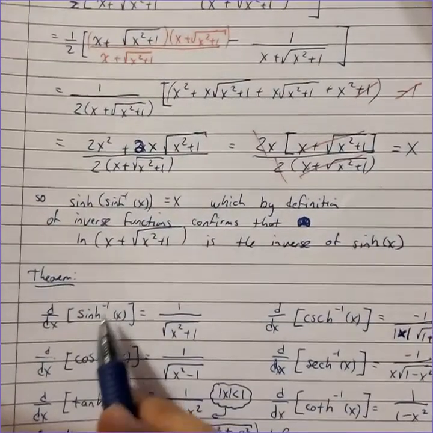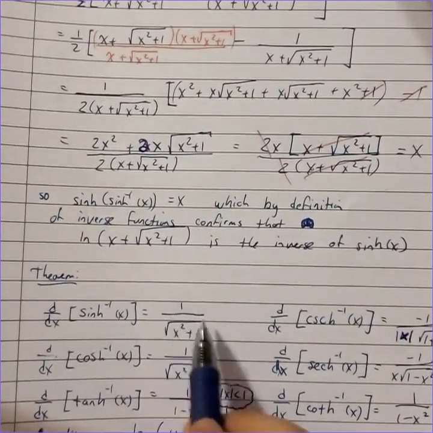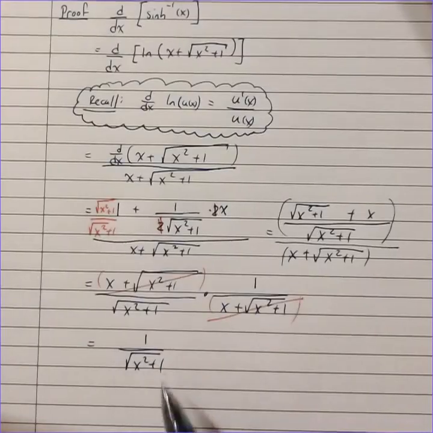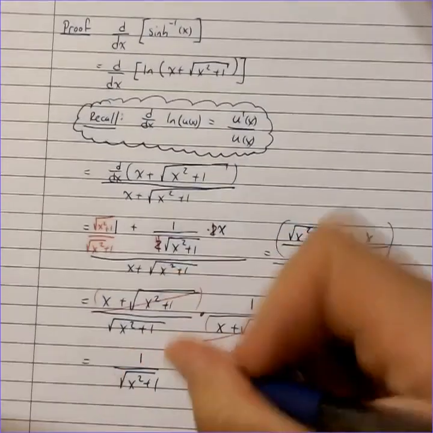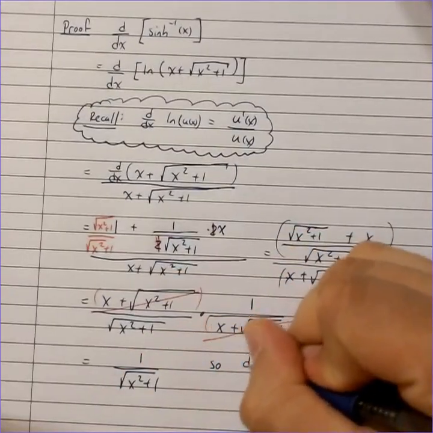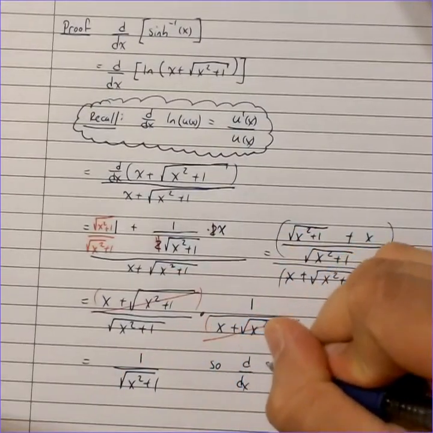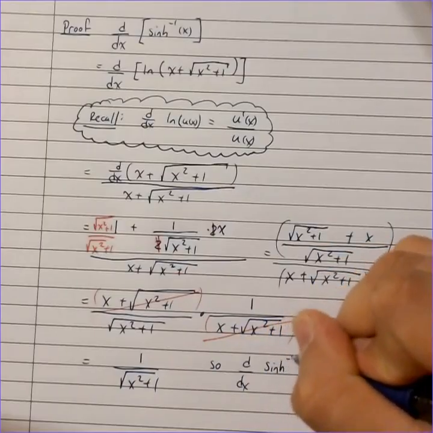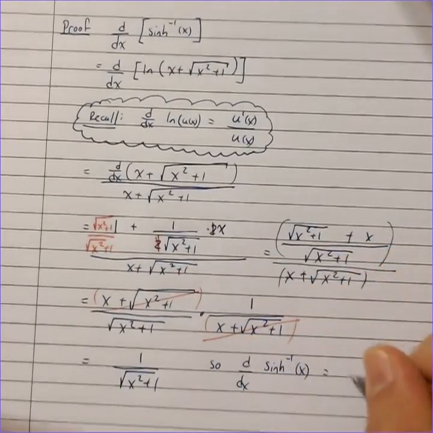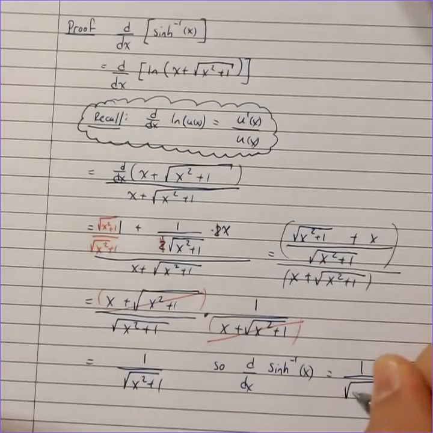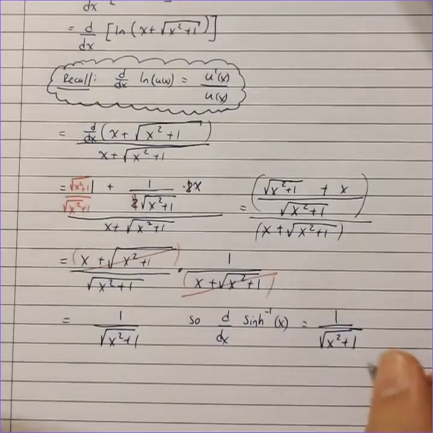The derivative of the inverse sinh of x is 1 over the square root of x squared plus 1. So the derivative with respect to x of sinh inverse of x is equal to 1 over the square root of x squared plus 1. And that confirms our result.